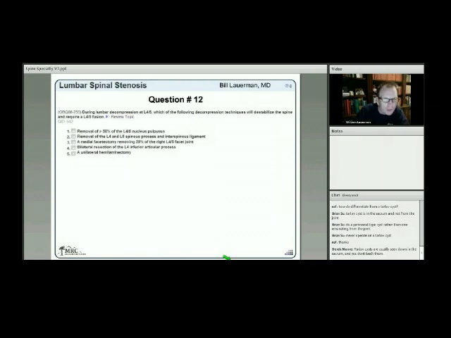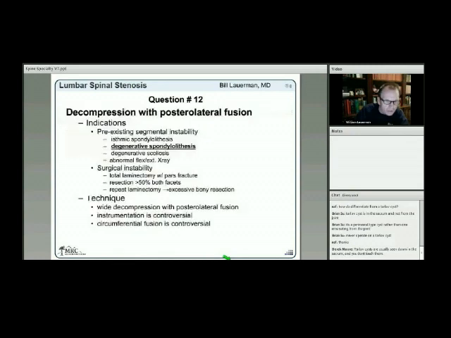During lumbar decompression at L4-L5, which of the following decompression techniques will destabilize the spine and require an L4-L5 fusion?